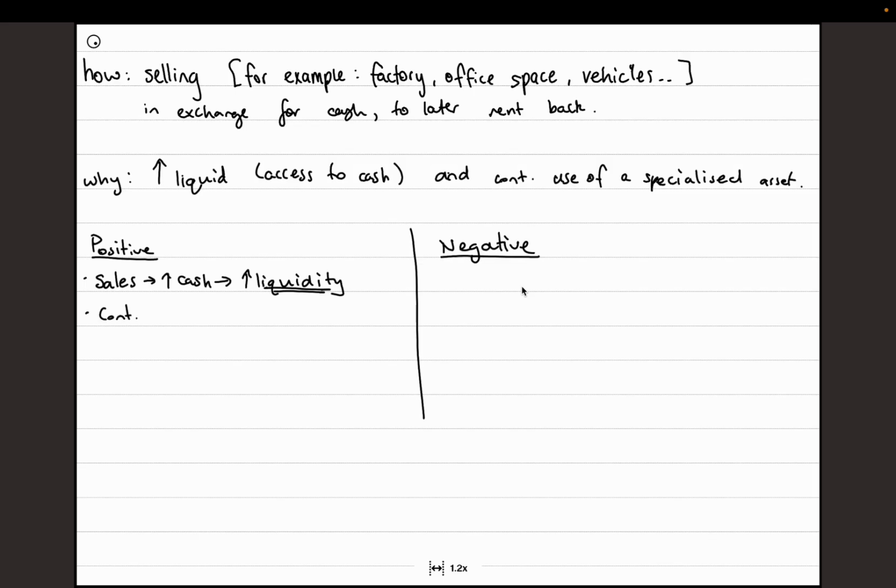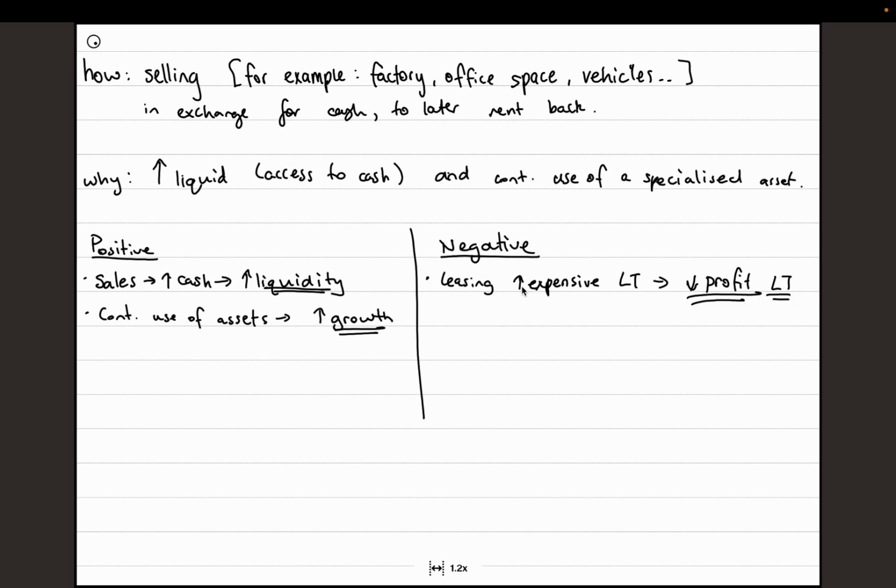Continued use of asset, which leads to increased growth long term. However, a negative point is that leasing is more expensive in the long term, which can decrease profits in a long term. You have to specify long term there, just to sort of elevate your answer.